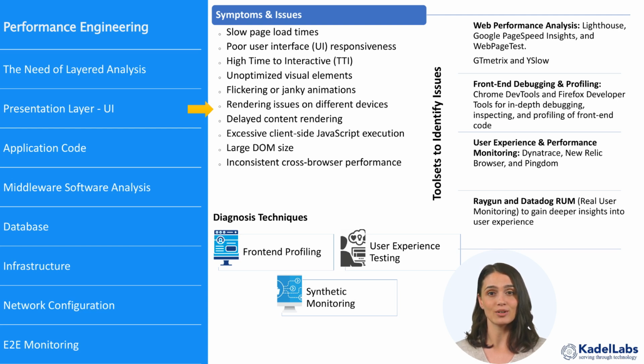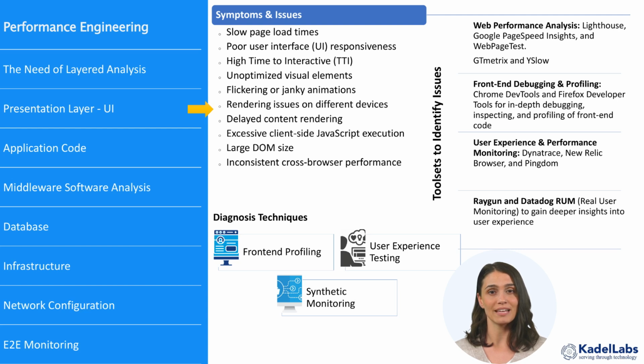We categorize our toolsets into 3 main areas. First, for web performance analysis, we use tools like Lighthouse, Google PageSpeed Insights, and WebPageTest. These tools help us measure and improve page load times, accessibility, and overall performance. Complementary tools like GTmetrix and YSlow provide a more detailed performance grading and offer optimization recommendations.